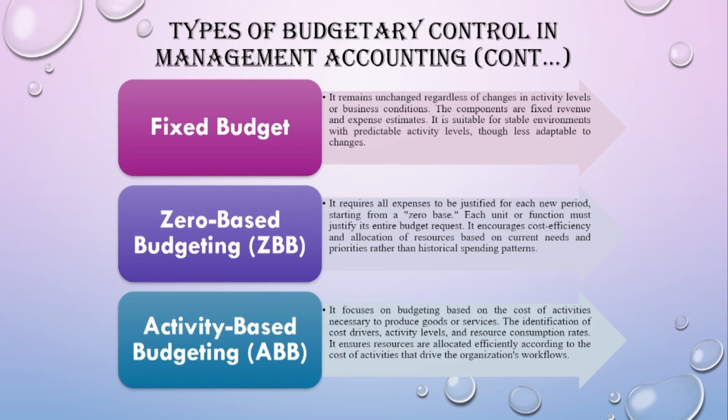Another type of budgetary control in management accounting is activity-based budgeting, ABB. It focuses on budgeting based on the cost of activities necessary to produce goods or services. The components are the identification of cost drivers, activity levels, and resource consumption rates. It ensures resources are allocated efficiently according to the cost of activities that drive the organization's workflows.